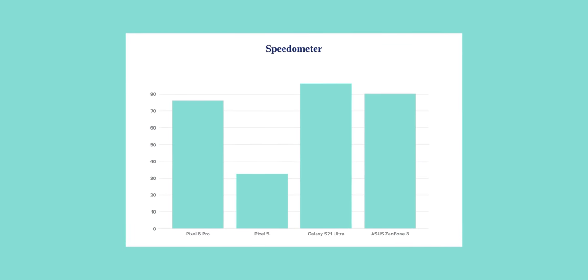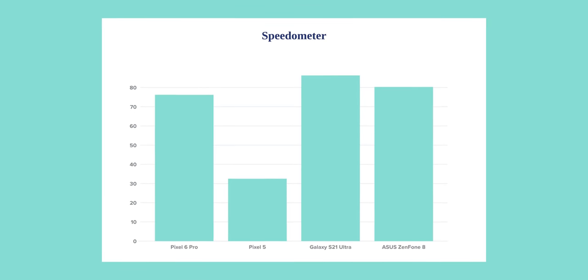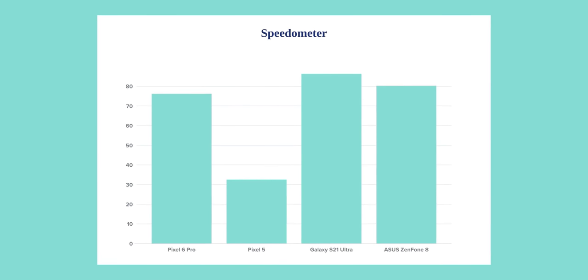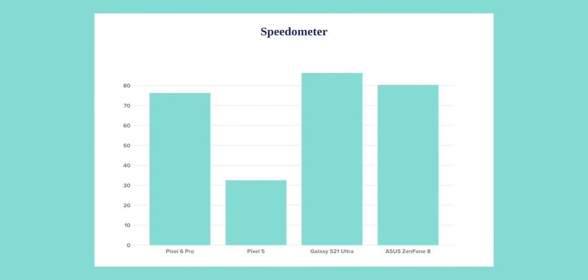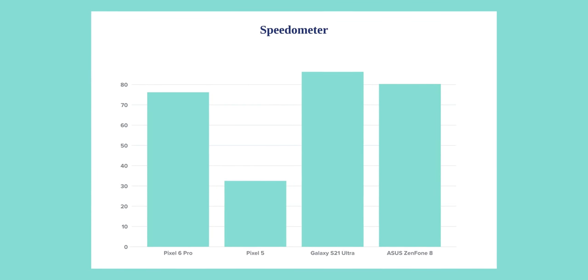So for the Speedometer test, which simulates adding and removing items from a simple to-do list app, rewritten using a variety of different frameworks and APIs, we find that the Pixel 6 Pro comes in close behind the Galaxy S21 Ultra and the Asus Zenfone 8, which are both Snapdragon 888 powered phones. Meanwhile, in a battle of Pixel versus previous Pixel, the Pixel 6 Pro and the Google Tensor massively outperform the Pixel 5 and its Snapdragon 765G processor.